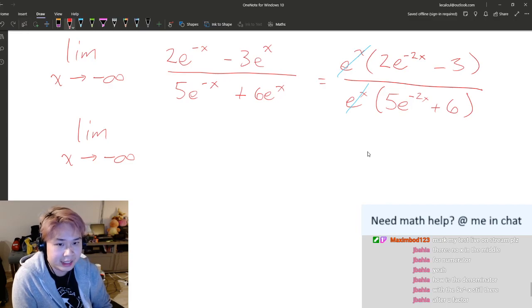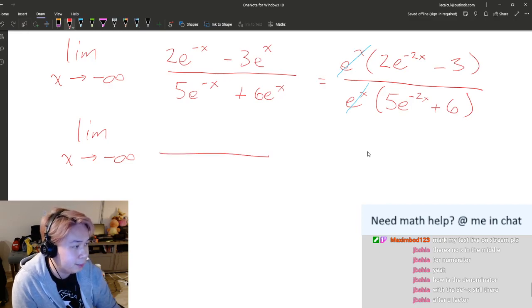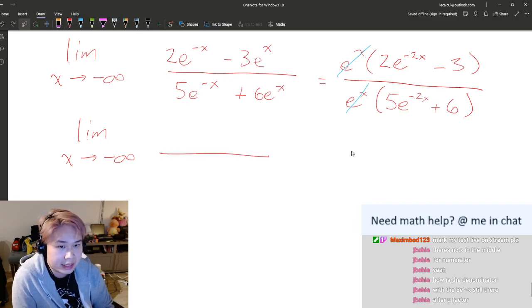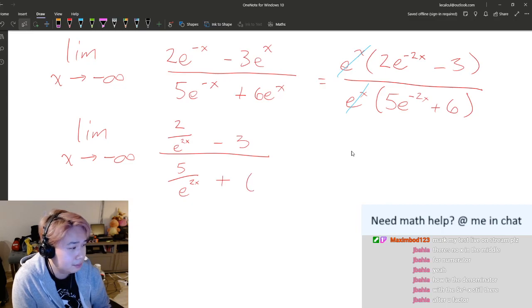Okay, so if we actually write this as a positive exponent, then we have 2 over e to the 2x minus 3. And then over here, we have 5e to the 2x plus 6.